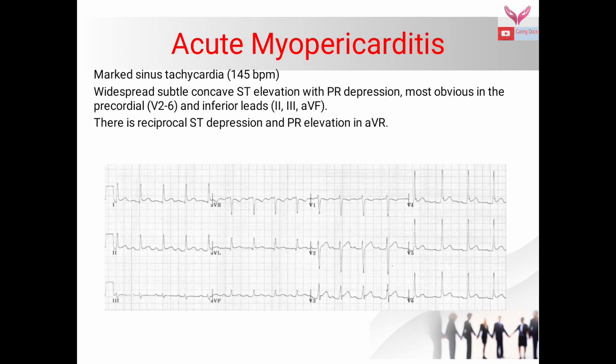This ECG shows acute myopericarditis. There is marked sinus tachycardia, widespread subtle concave ST elevation with PR depression, most obvious in the precordial leads, that is V2 to V6, and inferior leads. There is a reciprocal ST depression and PR elevation in AVR.